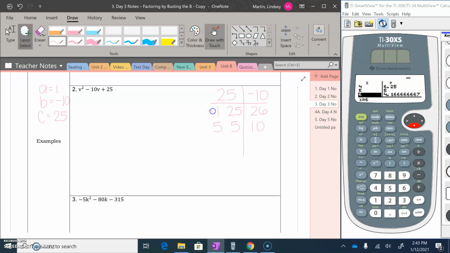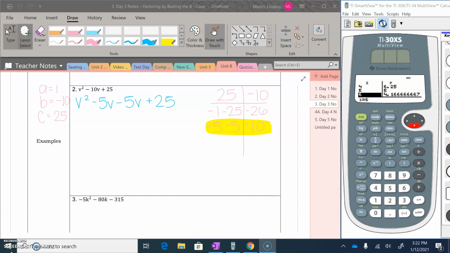So if I change 1 to negative 1 and 25 to negative 25, that'll still multiply to be positive 25, but add to be negative 26. Same thing with 5 and 5. We'll change them both to negatives. Negative 5 times negative 5 is still positive 25, but when they add together, they add to be negative 10. And that satisfies my criteria. So for this problem, negative 10v is going to be busted into my two new terms, negative 5v and negative 5v plus 25.